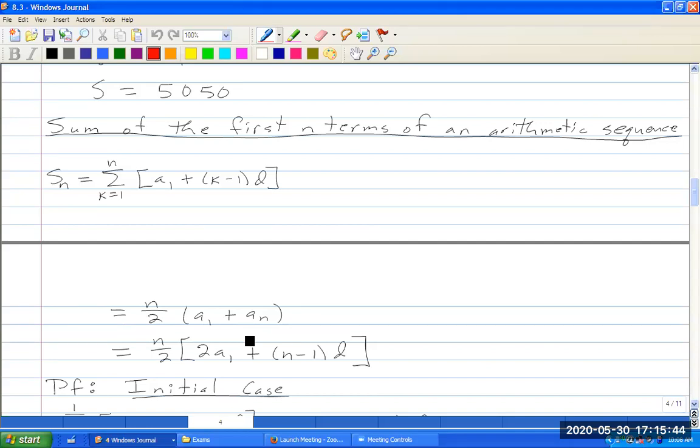Well, I know that a sub n, the general term of an arithmetic sequence, is a1 plus n minus 1 times d. The sum of the first n terms of an arithmetic sequence can also be given by the formula n over 2 times the quantity 2a sub 1 plus the quantity n minus 1 times d. Let's show that this is true. So let's show this by induction.